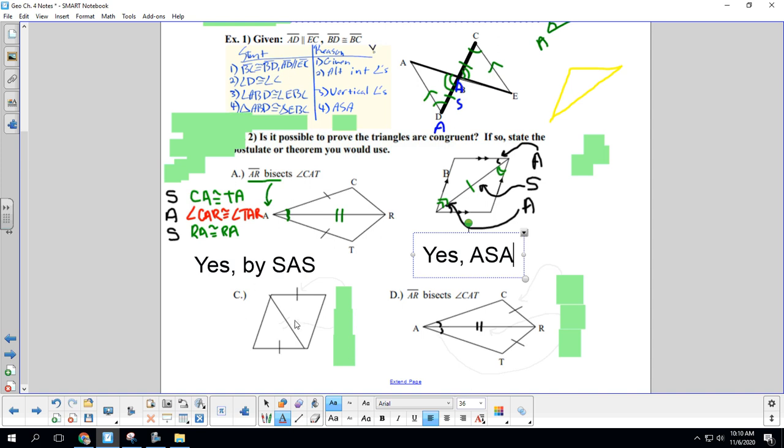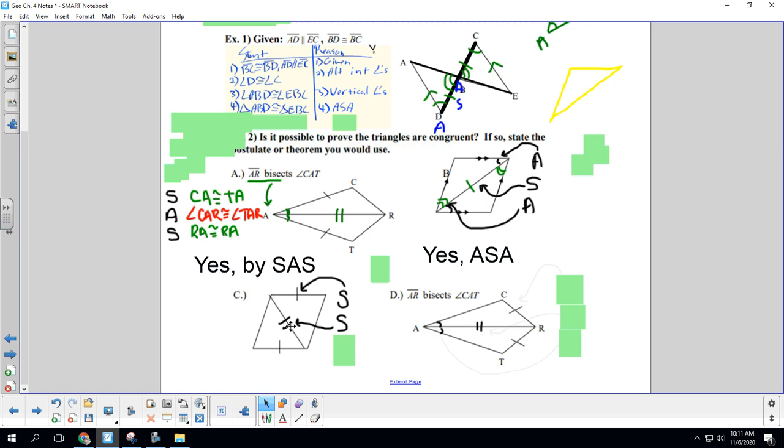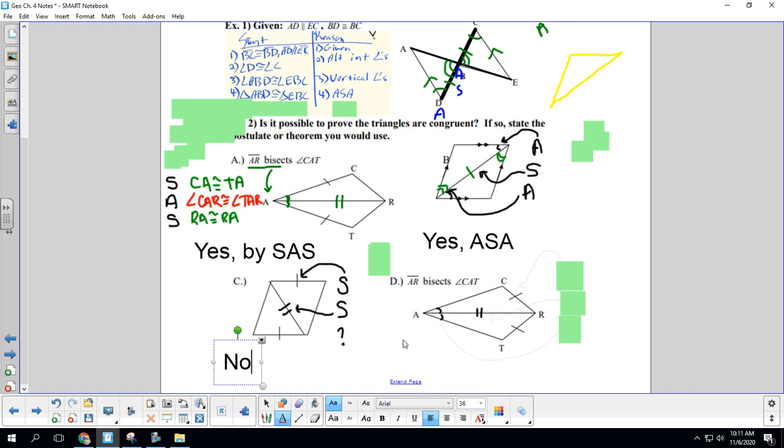Okay, we're looking at C here. We're given that these sides are congruent, so we can say yes, the sides are congruent. Then we have this side right here that's also congruent. And then we ask ourselves, what else can we say? We don't have parallel lines, so we can't say that angles are related. We don't have anything else overlapping. So in this case, we cannot prove that these triangles are congruent. This one is our no one.